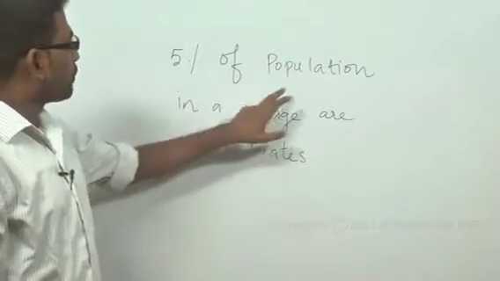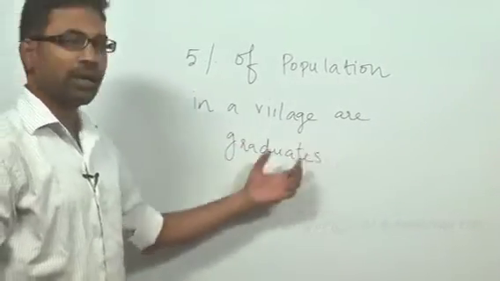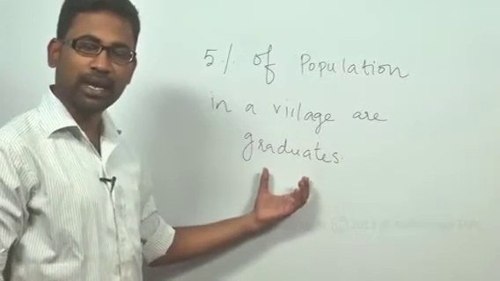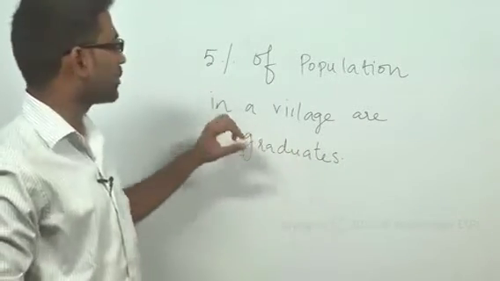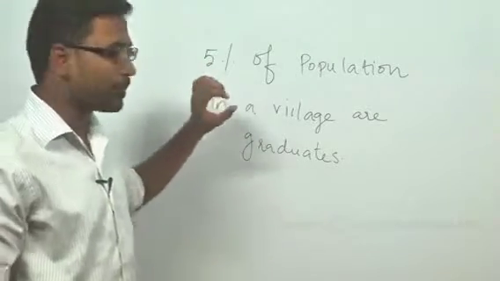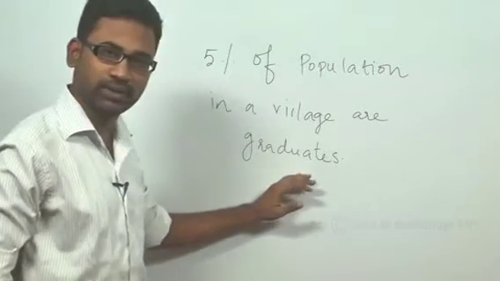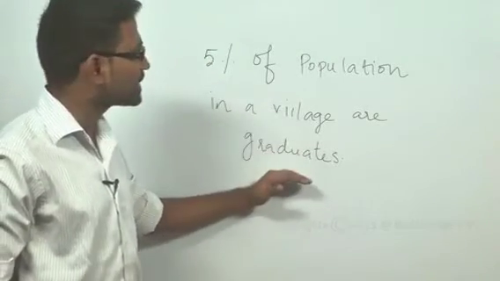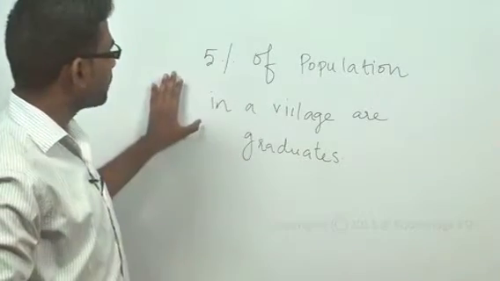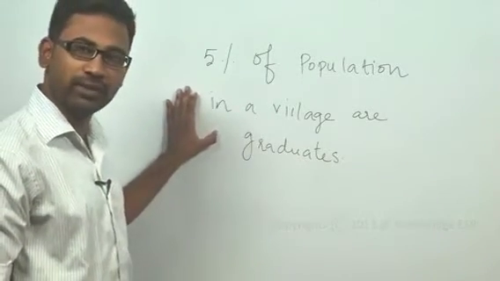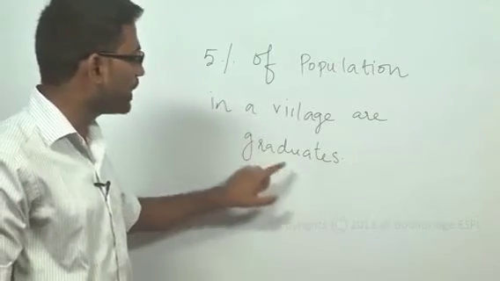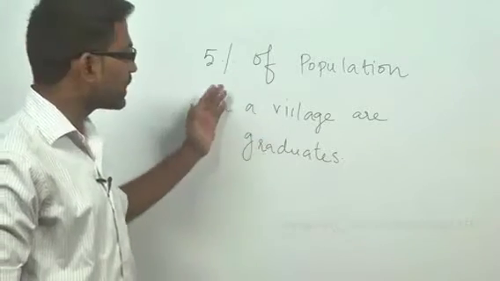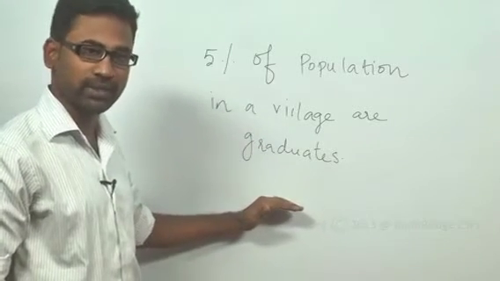5% of the population in a village are graduates. Very simple, as I already said, we are calculating for every hundred. If you take 100 people, 5 people will be graduates. This is the very basic understanding of percentages. From this example, we identify that 5 percent means for every 100 samples, 5 people will be graduates.